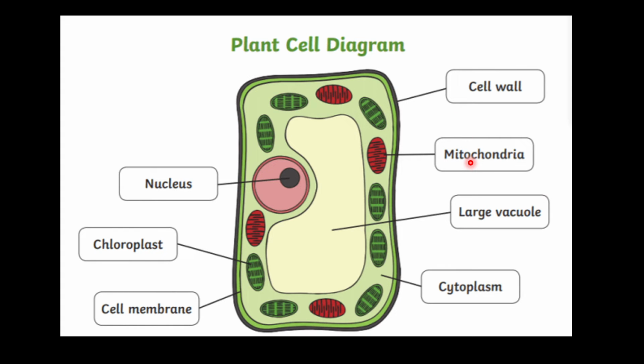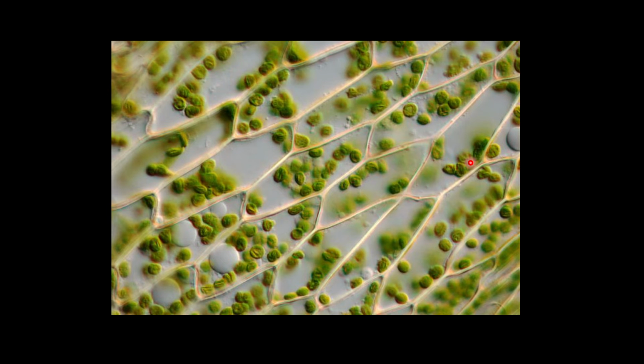Mitochondria: in IGCSE exams, you should define it as the powerhouse of the cell, because it is responsible for cellular respiration and gives energy in the form of ATP. You can either say energy, or if you know what ATP means, you can say ATP. Okay? Great. So we are done with the plant cell.